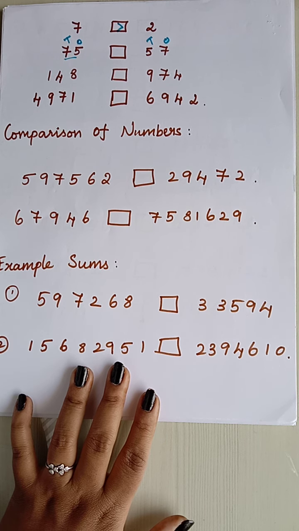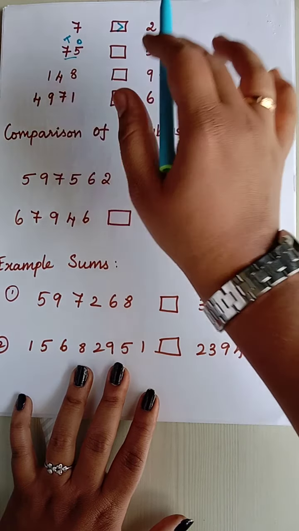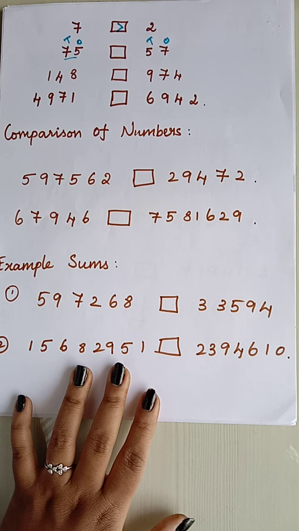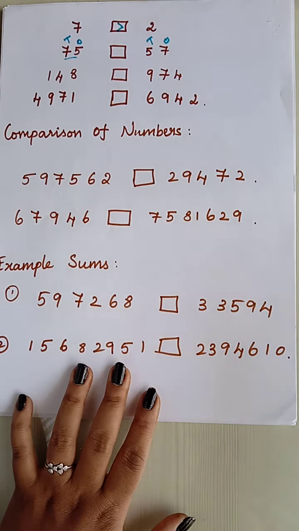Next, the second step, we have to compare the place values. Till tens here, this side also tens. Both sides are the same. So both sides are the same. Next step, the third step, is to compare the numbers.